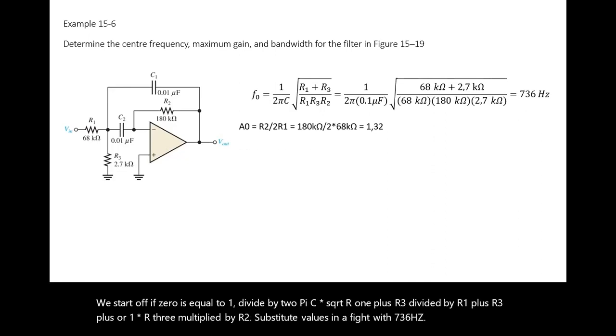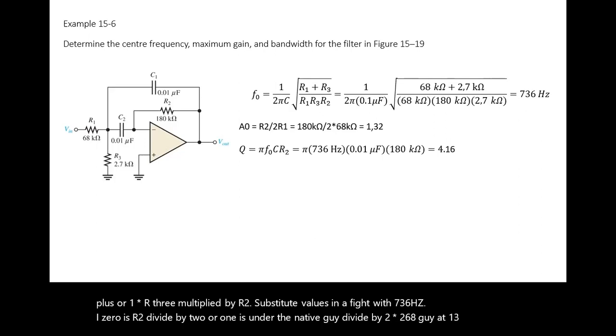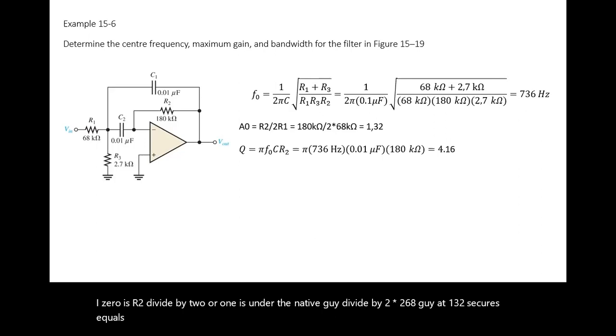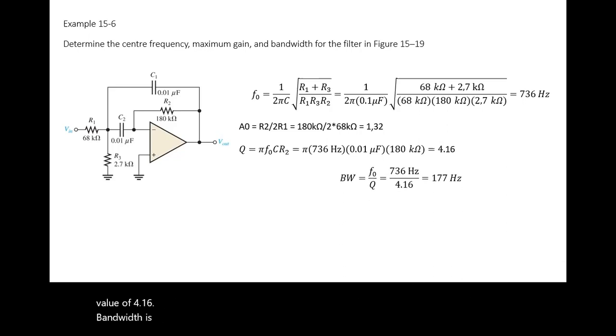A0 is R2 divided by 2R1, which is 180K divided by 2 times 68K. That's 1.32. So Q is equal to pi multiplied by F0 multiplied by C multiplied by R2. Substitute the values and you find the value of 4.16. Bandwidth is F0 divided by Q, that's 736 Hertz divided by 4.16, and bandwidth is equal to 177 Hertz.